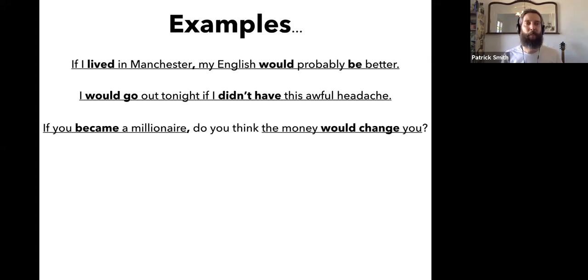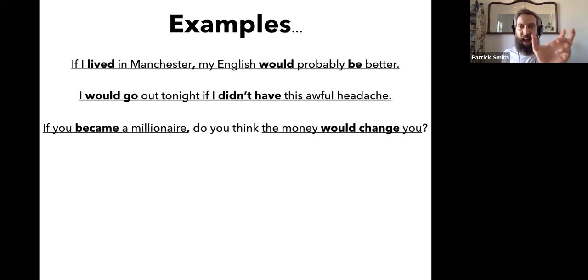Okay, third example. If you became a millionaire, do you think the money would change you? So this one's another second conditional, of course. It's absolutely correct. But in this case, I've added a little something in the middle. I've added a little "do you think?" And this is perfectly acceptable. No problem. We can do this. We're allowed to do this.